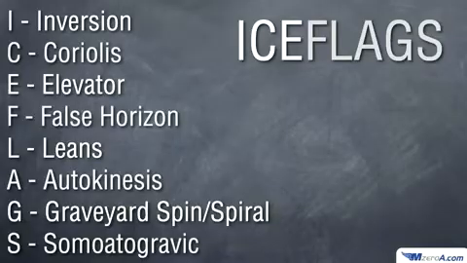The C in our acronym is the Coriolis illusion. The Coriolis illusion is caused by making a quick head movement during a constant rate turn that is stimulated in the inner ear. What that means is in our eustachian tube, in our ear, we actually have fluid. If you stay in a turn too long, it feels like you're not turning anymore. So a quick head movement will quickly disorient the pilot.